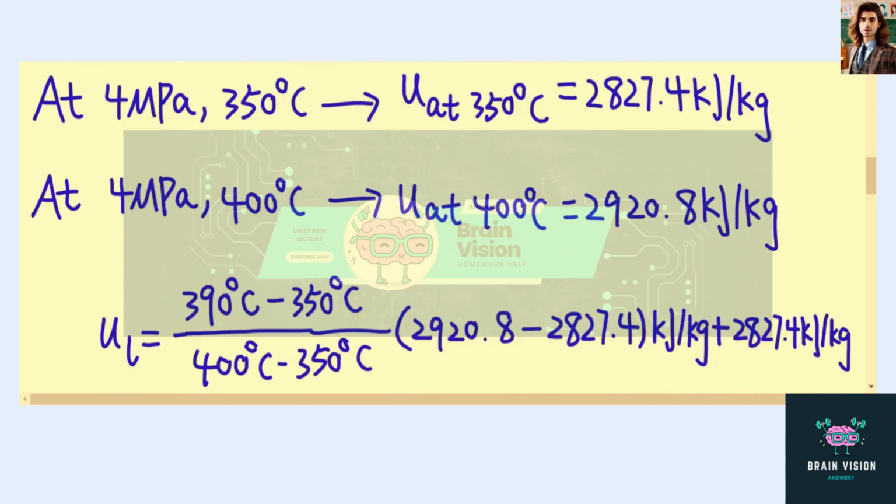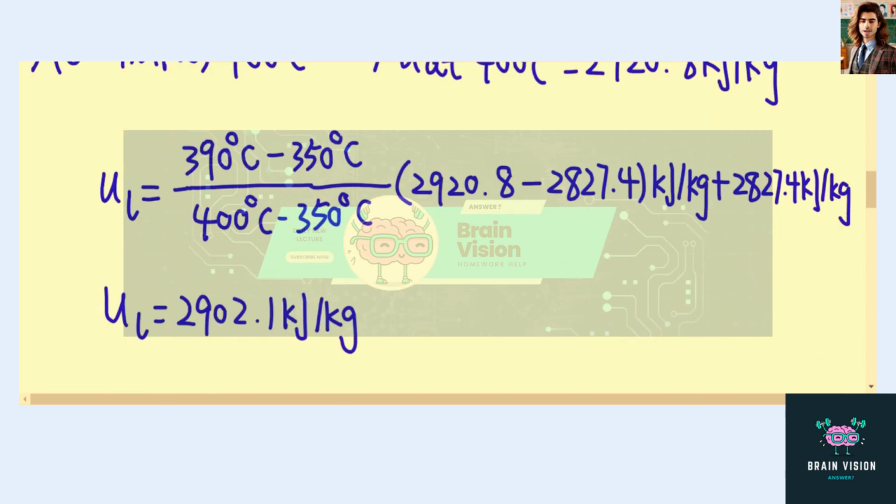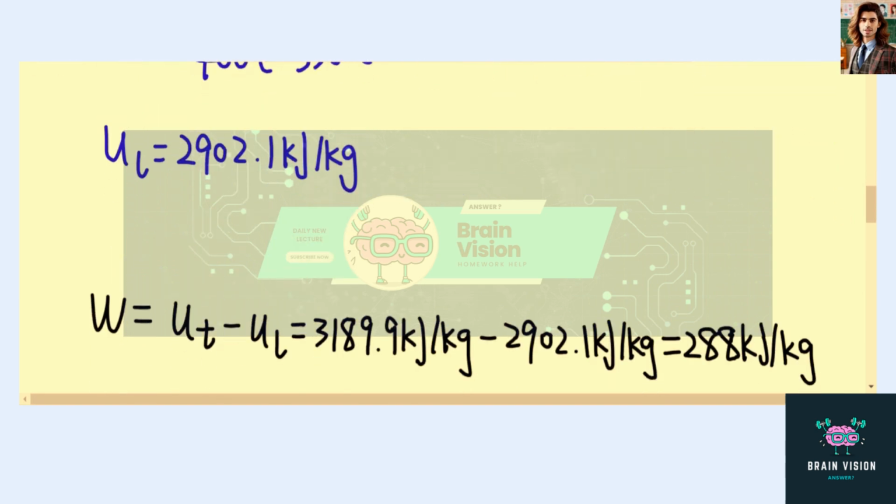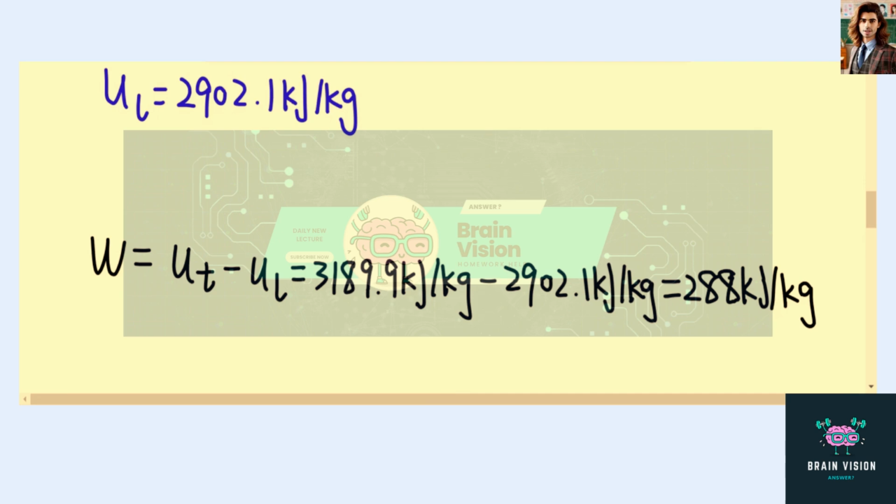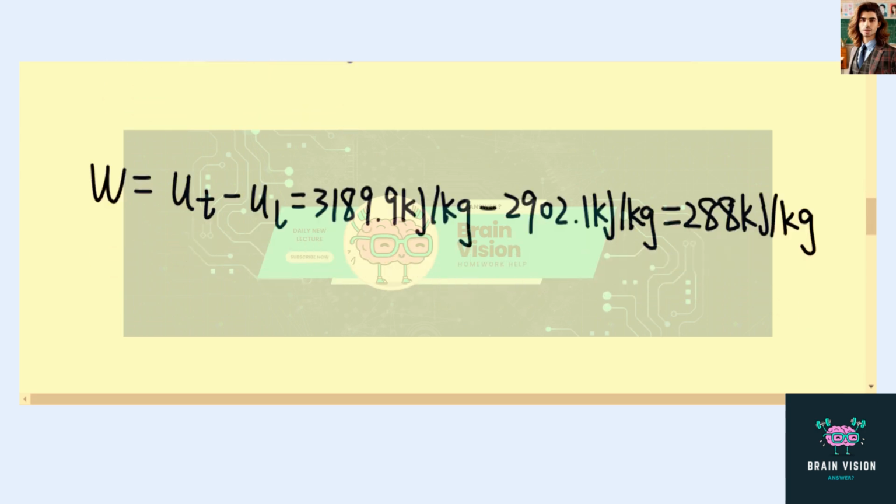So therefore, we can use the interpolation equation to determine the internal energy of the steam in the supply line. Eventually, we have the internal energy of the steam in the supply line equal to 2902.1 kilojoule per kilogram. So now we can determine the flow work. The flow work is equal to UT minus UL, which is equal to 3189.9 kilojoule per kilogram minus 2902.1 kilojoule per kilogram, which is equal to 288 kilojoule per kilogram. And this is the answer for this question.